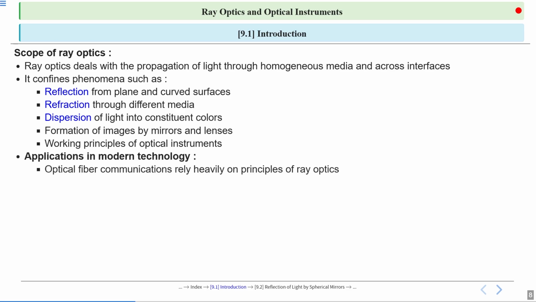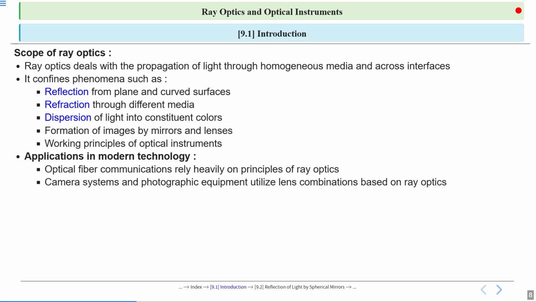Optical fibers are used now for high speed networks. If you want to use a high speed network, then many people take the service of optical fibers. They are very thin, like human hair, thin fibers that are used to transmit, used for telecommunication or for networks. So optical fiber communication relies heavily on the principles of ray optics.